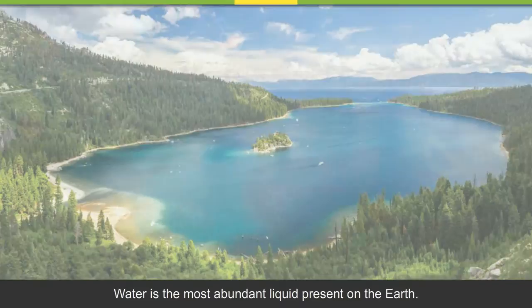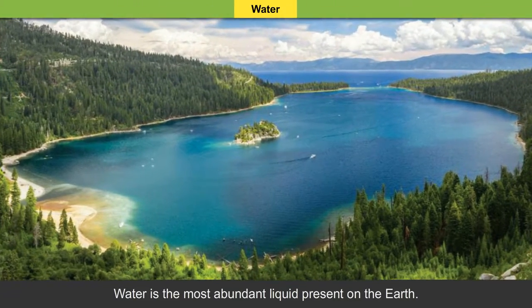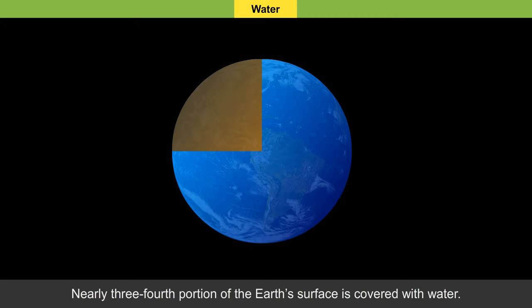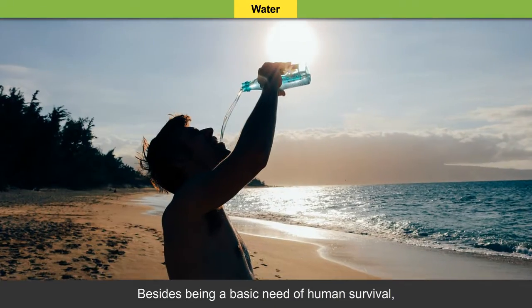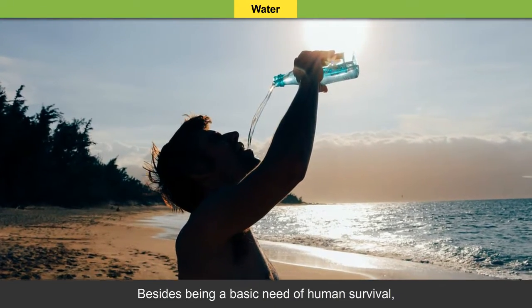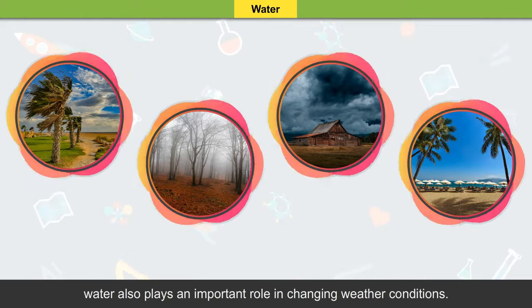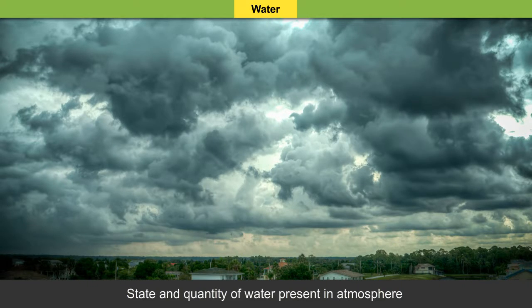Water. Water is the most abundant liquid present on the earth. Nearly 3/4 portion of the earth's surface is covered with water. Besides being a basic need of human survival, water also plays an important role in changing weather conditions. State and quantity of water present in the atmosphere alters with the change in heat of the sun.